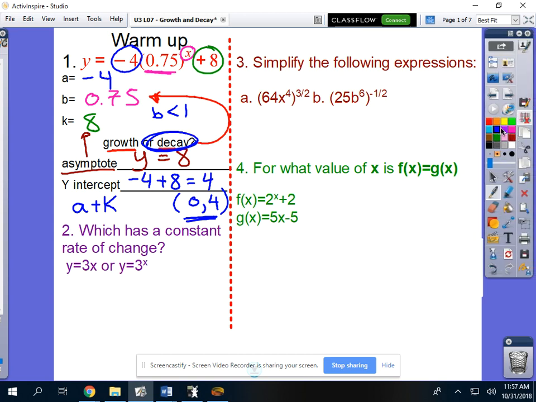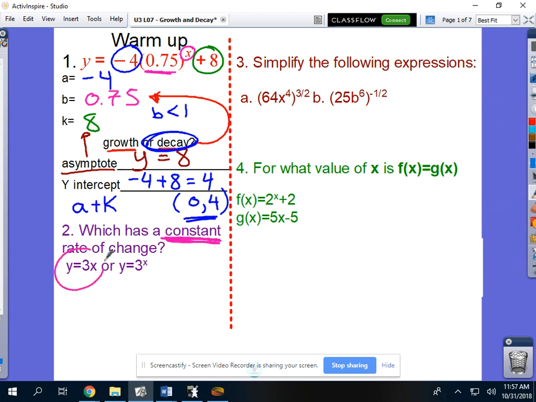All right. From there, the rest of these are more of a review of things. Which has a constant rate of change? The constant rate of change has to be y equals 3x. The y equals 3 raised to the x, the rate of change is not going to be constant at all. It's going to go up by different amounts.